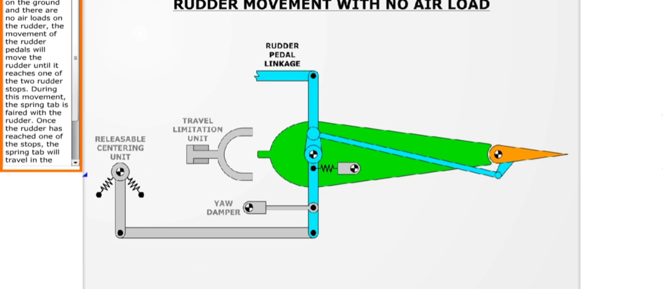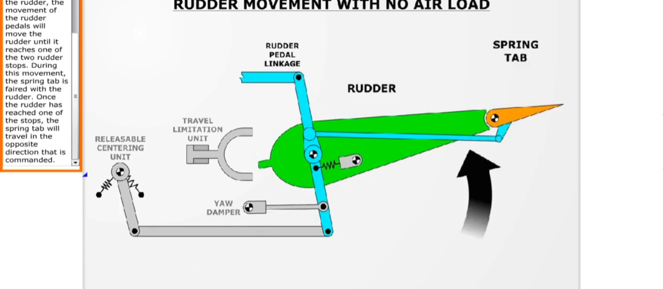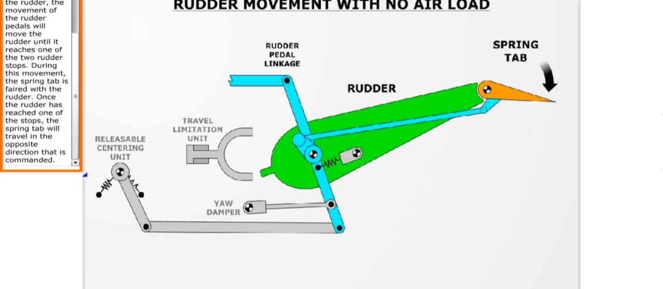If the aircraft is on the ground and there are no air loads on the rudder, the movement of the rudder pedals will move the rudder until it reaches one of the 2 rudder stops. During this movement, the spring tab is faired with the rudder. Once the rudder has reached one of the stops, the spring tab will travel in the opposite direction that is commanded.